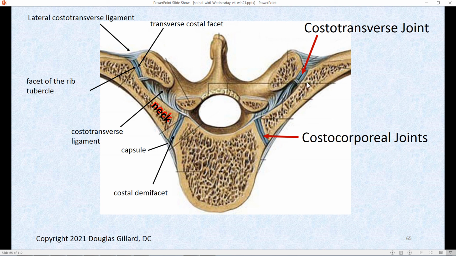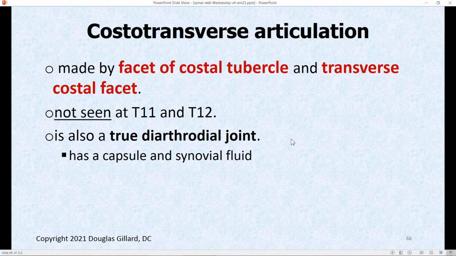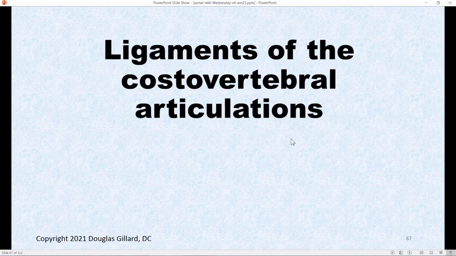And what else do we need to show you? That's about it. But those are costocorporeal joints. We can't see the other ones though. How about the costotransverse articulation? So that's made by the facet on the costal tubercle and the transverse costal facet off the TP. Remember, we don't see these at T11 or T12. It's also a true diarthrodial joint. It has a capsule and synovium. Can get stuck, can be a source of pain. You'll learn how to adjust these ribs as well.